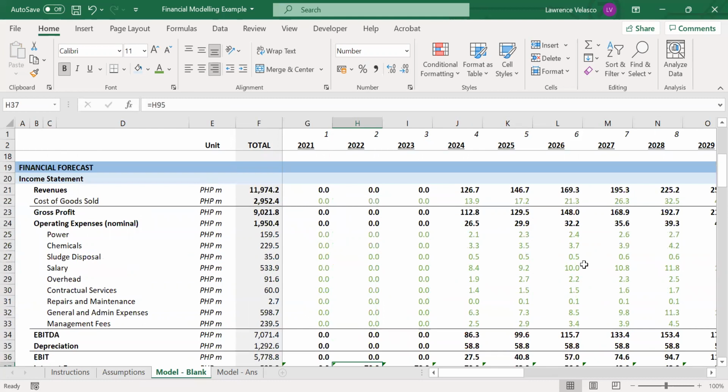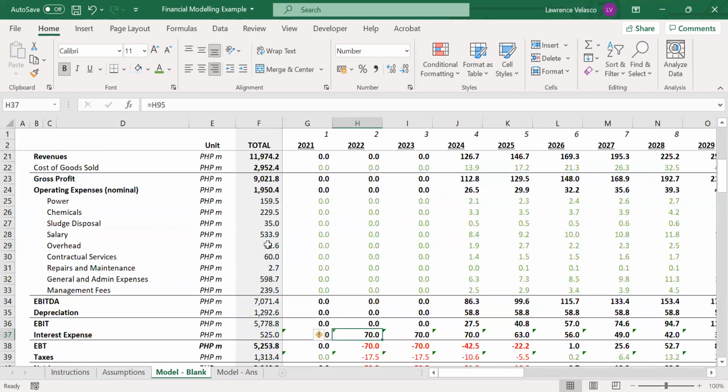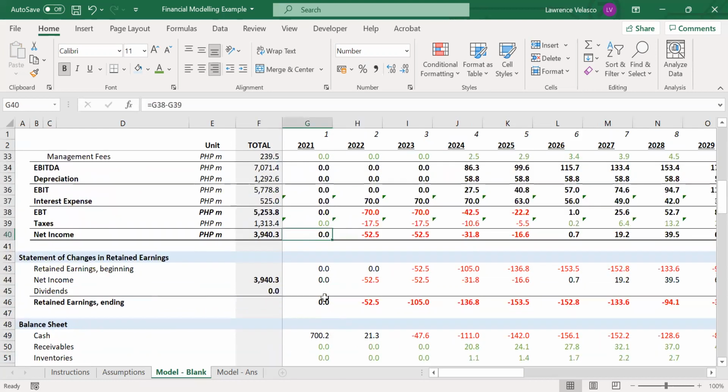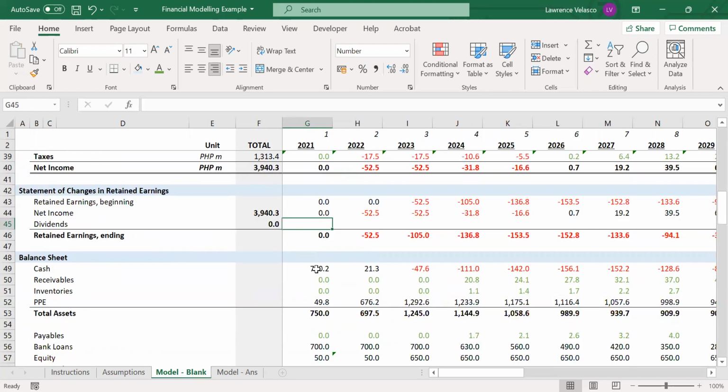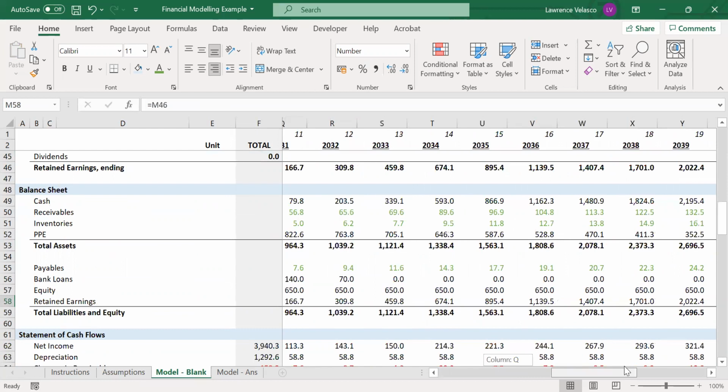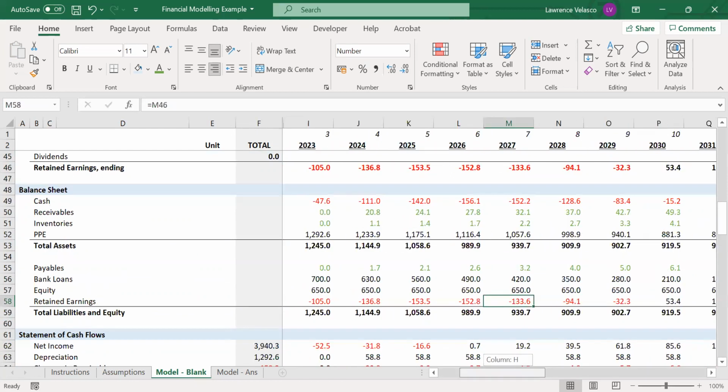Right? Let's check kung kompleto na lahat. Revenues until net income, kompleto. Right? Ang hindi nilang kompleto, dividendo. Pero usually sa huli talaga yan ginagawa. Okay? You have a cash balance. Is your balance sheet balanced? Yes, it is. Right? It's balanced every year.